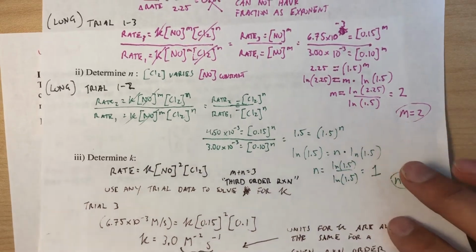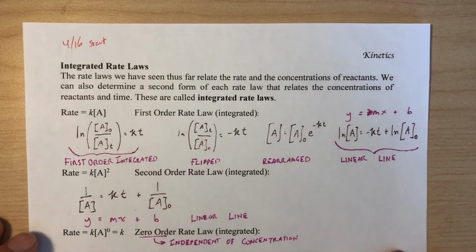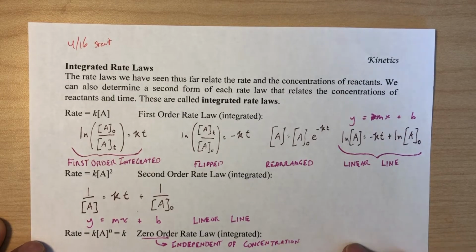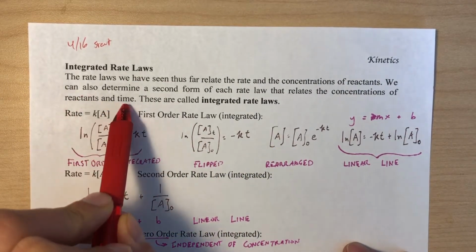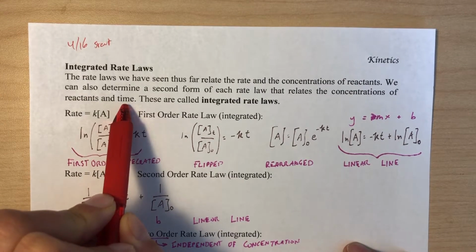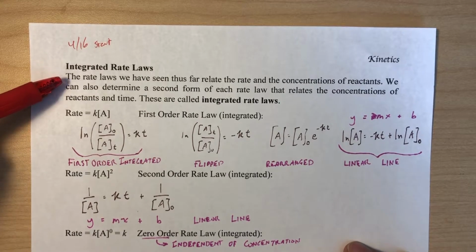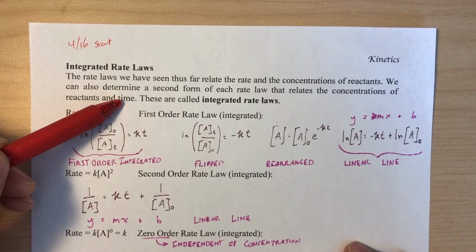What we're going to do today is start talking about what are called the integrated rate laws, which are a set of formulas that describe how a reaction rate is dependent on the concentration of the reactants and also on time. So the rate laws that we've seen thus far relate the rate of the reaction and the concentrations of the reactants. We can also determine a second form of the rate law that relates concentrations of reactants and time. This is the important part.